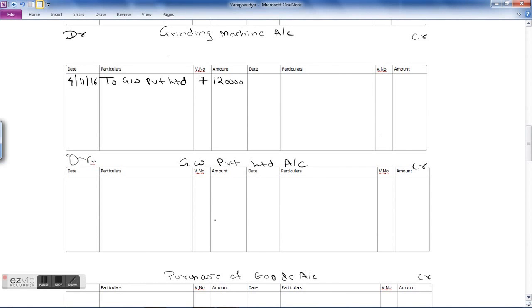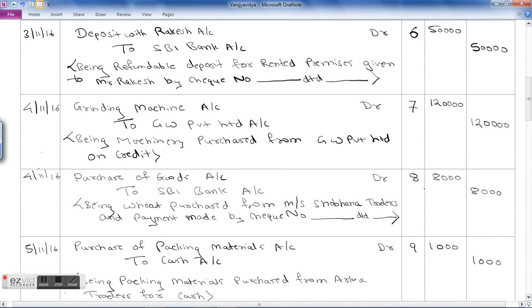Now GW Private Limited account is credited. So on credit side of GW Private Limited, the posting will be 4/11/2016 by grinding machine account, voucher number is 7, amount is 1,20,000. Okay, now we'll go to the next entry number 8.